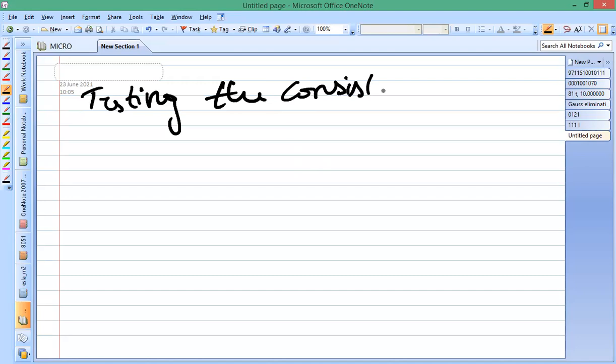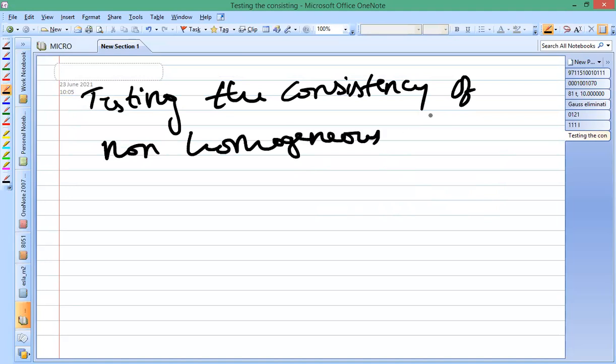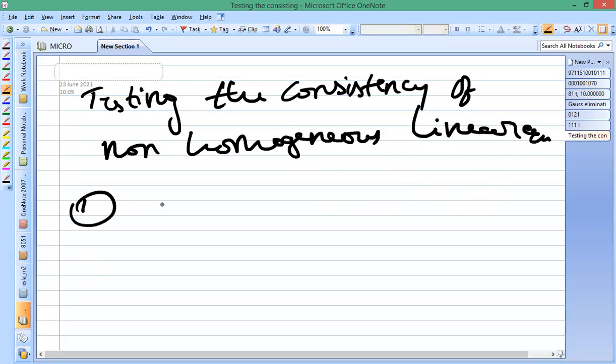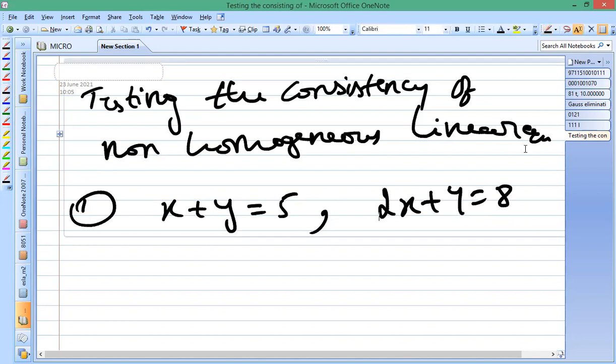Here we'll take various problems which indicate the various conditions for testing the consistency of some non-homogeneous linear equations. So let us take the first example. Consider the equations x plus y is equal to 5 and 2x plus y is equal to 8. Test whether these equations are consistent or not and solve this problem to get the values of x and y.